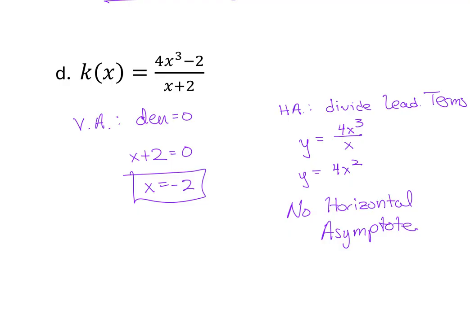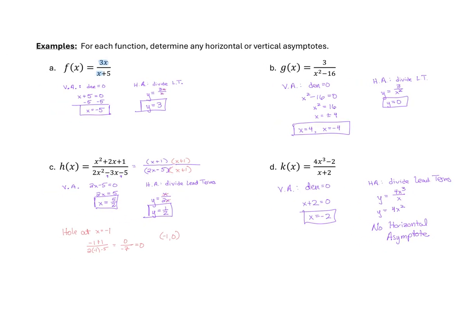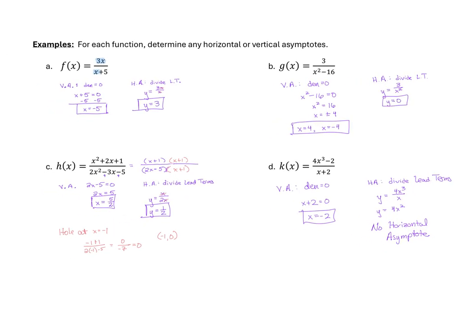If you get that you don't have those leading terms simplified down to a single number, or you don't have variables still running around in the denominator, then you have no horizontal asymptote. All right, that takes care of these examples.